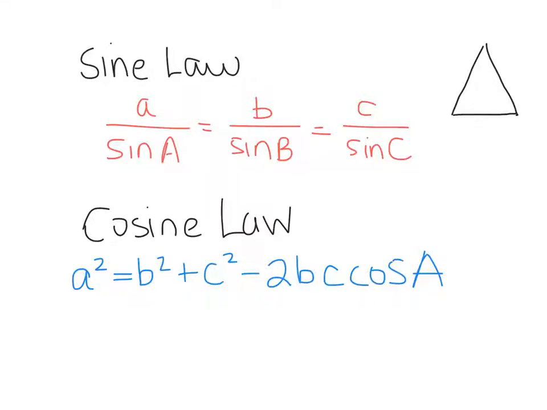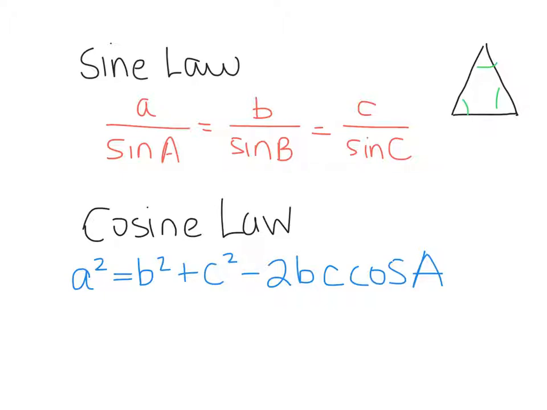Okay, here's a quick video about the sine law and the cosine law. These two formulas can be used to find missing sides and angles of triangles that don't contain a 90-degree angle. Like this triangle right here, none of these angles are 90 degrees, so we can use either the sine law or the cosine law to help us find missing sides and angles.